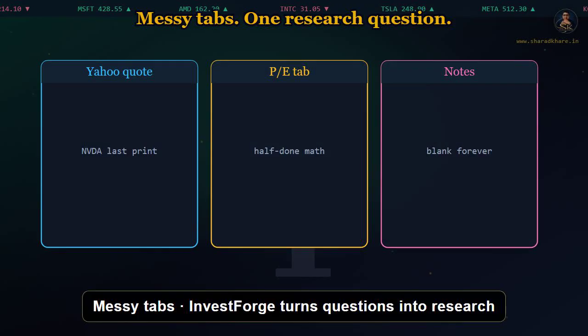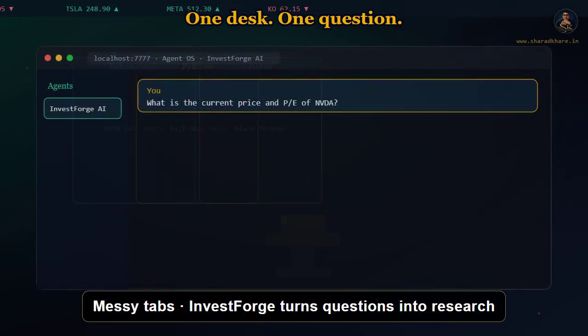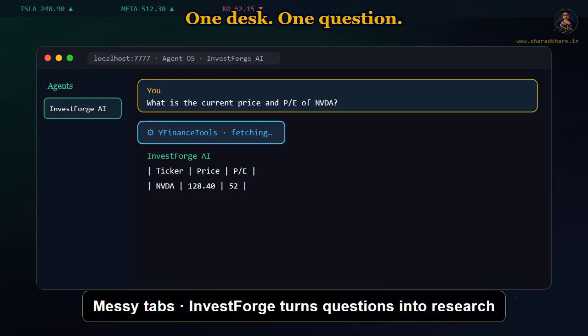Picture this, you want a clear stock read, but your screen is a mess of Yahoo quotes, a PE calculator tab, and a notes file that never finishes. You type a ticker, then you still have to hunt fundamentals, analyst ratings, and a fair comparison by hand. Today I will walk you through InvestForge AI, my OpenAI investment analyst agent built with Agno and Yahoo Finance Tools.